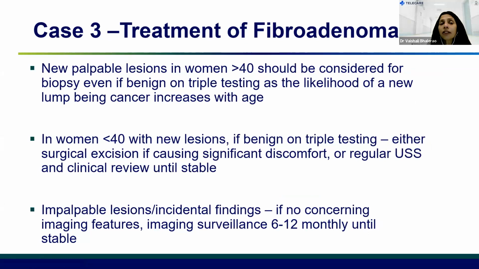A new palpable lesion in women more than 40 should be considered for biopsy, even if benign on triple testing, as the likelihood of a new lump being breast cancer increases with age. Women less than 40 with a new lesion, if benign on triple testing, can have either surgical excision if causing significant discomfort, or regular ultrasound scan and clinical review until stable. For an impalpable lesion or incidental findings, if the imaging features are not concerning, then imaging surveillance every 6 to 12 months until they are stable. And then you can do it 12 monthly or 2 yearly.